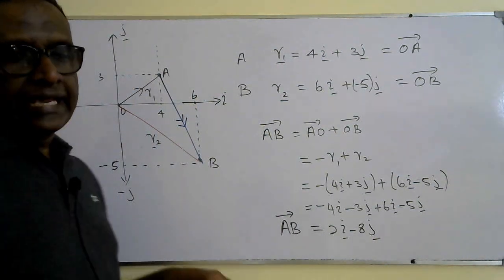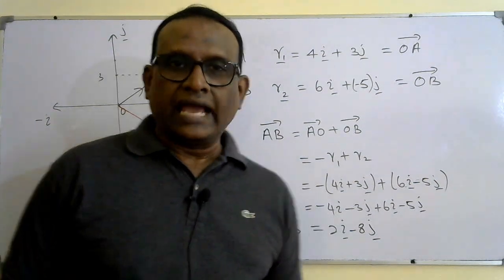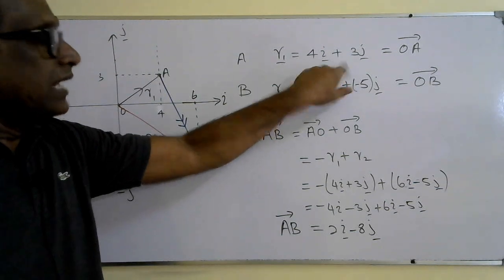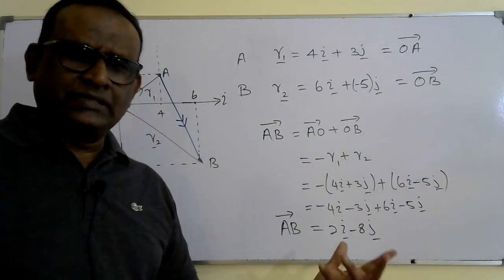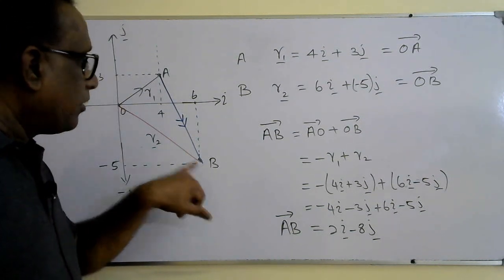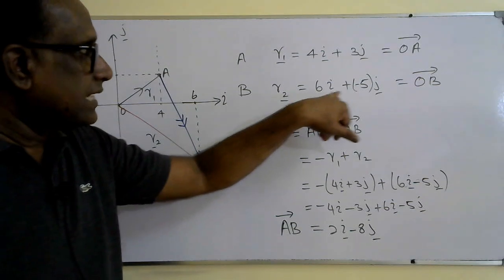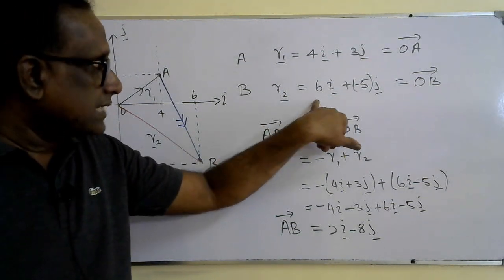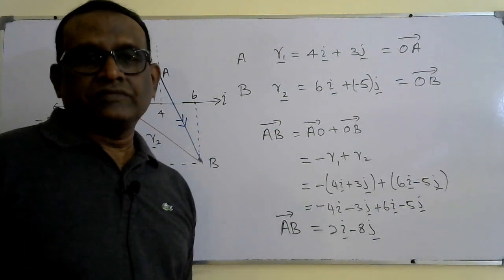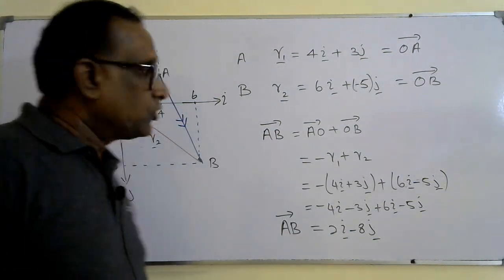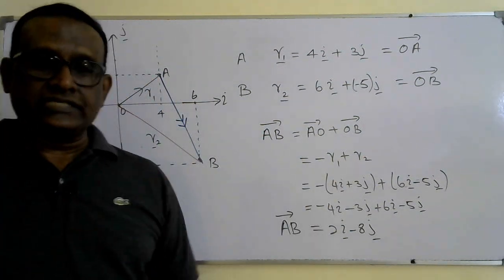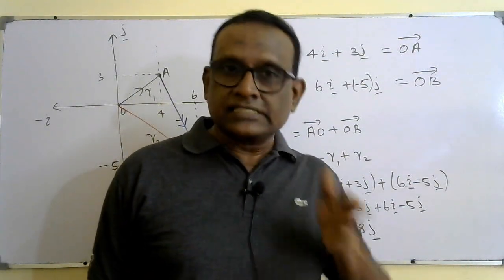So maybe they can say a particle was initially at position vector A, which is given by 4i plus 3j. Later, after 5 seconds, something like that, it has reached a position vector or point B, which has a position vector 6i minus 5j. And they'll use the word it's moving at constant velocity. Constant velocity means its direction is not changing. So it's moving from A to B on a straight line. Mostly the question says constant velocity or constant acceleration. No change in direction. It's moving on a straight line.